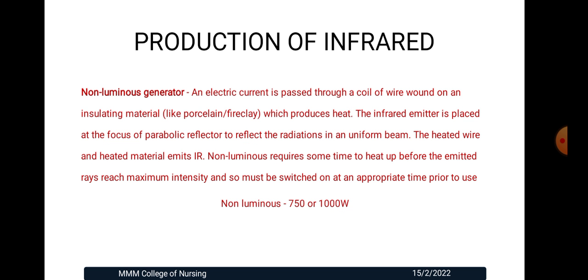Non-luminous generators require some time to heat up before the emitted rays reach maximum intensity, and so must be switched on at an appropriate time prior to use. The voltage of a non-luminous generator is 750 or 1000 volt.